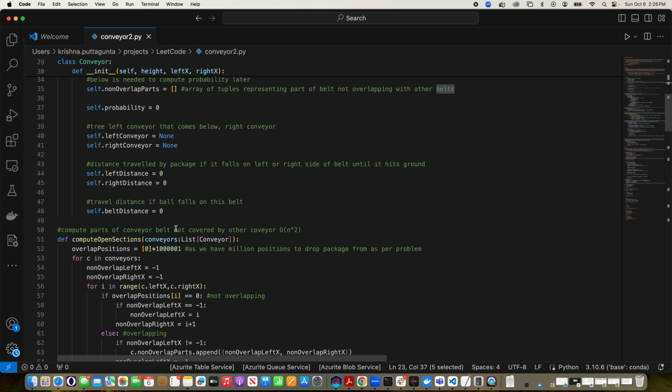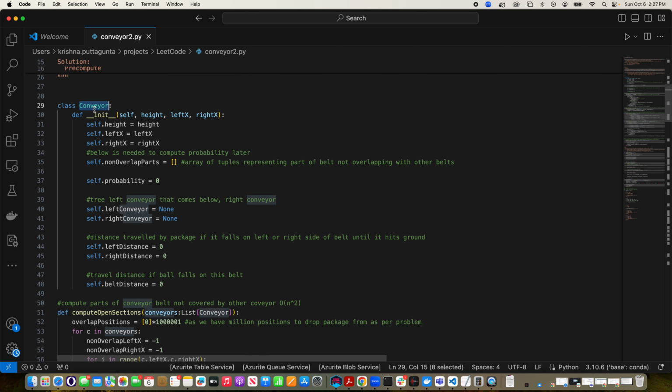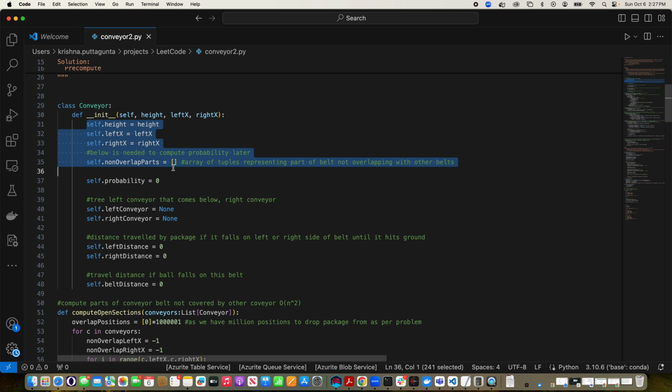So let's see, here I have encapsulated the conveyor. Given the height, left and right, you create a conveyor object. This is very straightforward, you don't need explanation. And here I have the non-overlap parts, to compute the parts which are not being overlapped with any other conveyor belt on top of it. And what is the probability? And then what is the left conveyor belt it falls onto, and the right conveyor belt it falls onto.